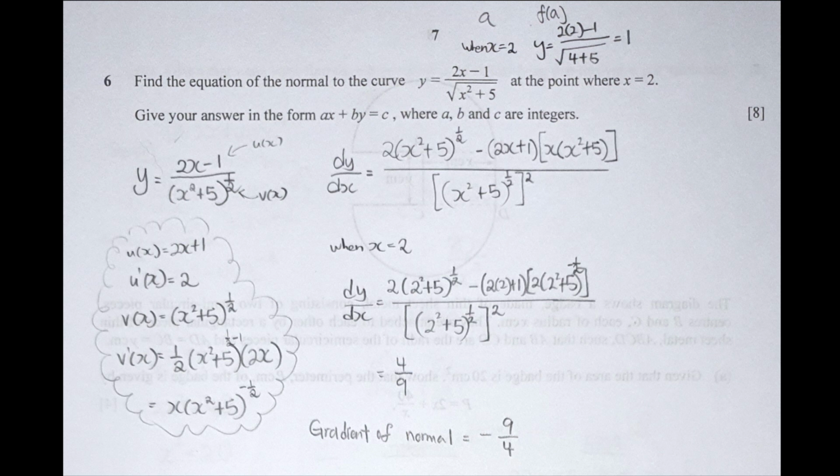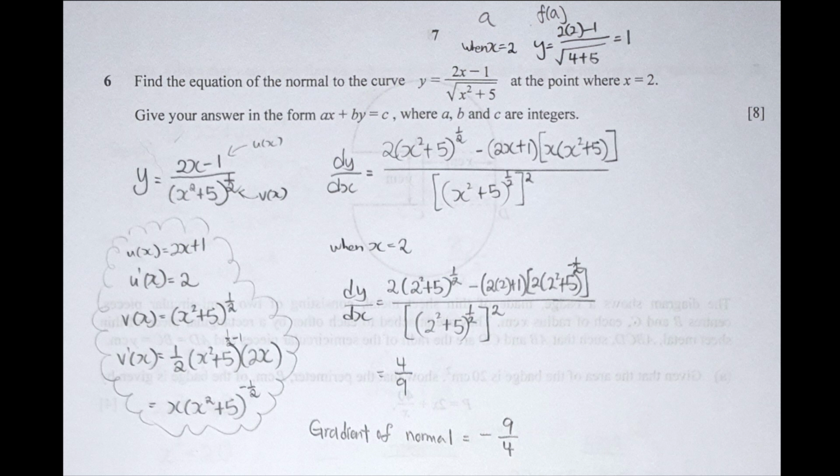So through the quotient rule, I listed down dy/dx equals 2 bracket x squared plus 5 to the power of 1 over 2 minus 2x plus 1 multiplied with x bracket x squared plus 5. This entire thing is divided by v of x squared, which is x squared plus 5 bracket to the power of 1 over 2, then multiplied to the power of 2. Substituting x equals 2 into it, you will get 4 over 9. And the gradient of the normal will be negative 9 over 4.